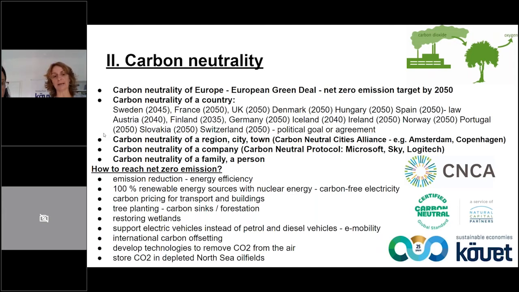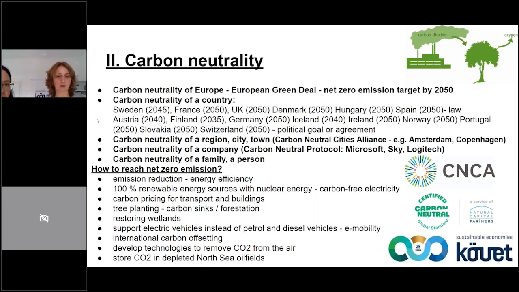In this moment, worldwide, nuclear energy is still part of that deal. It means that until now it's not obvious that renewable energy sources can be enough. Nuclear energy is part of that. But with this, you can reach the carbon-free electricity and also some other very important methods or actions which you can take. For example, the carbon pricing for transport and buildings. These are mostly for countries, of course.